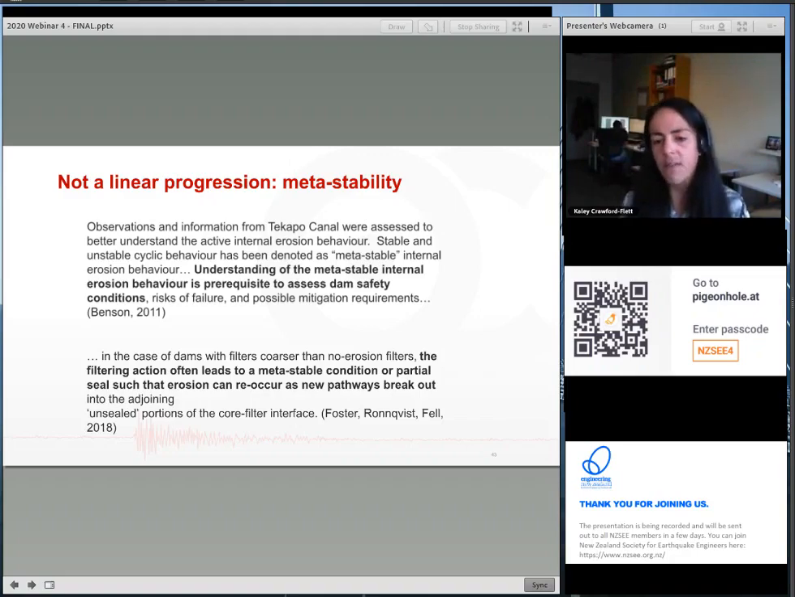And then more recently, in 2018, Foster, Rongfist and Fell refer to a metastable condition in filter testing in the lab, talking about erosion that can reoccur as new pathways break out into the adjoining unsealed portions of that interface. So it's all very kind of hand-wavy at the moment.